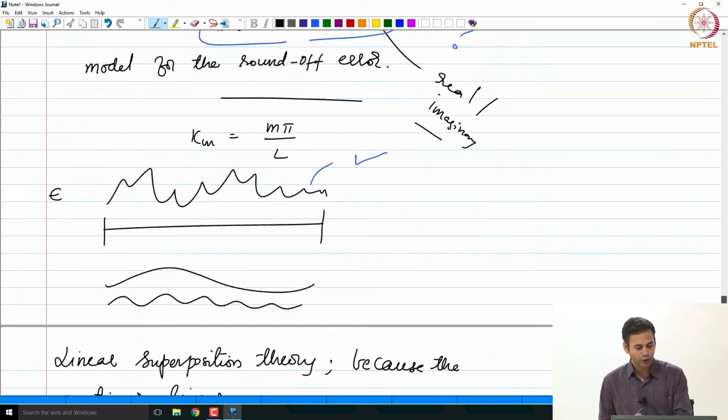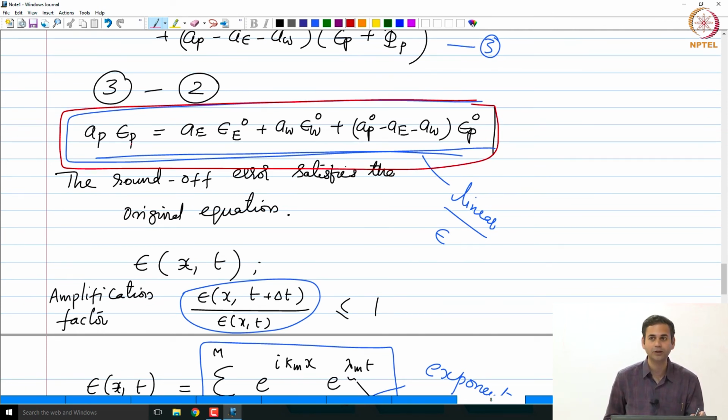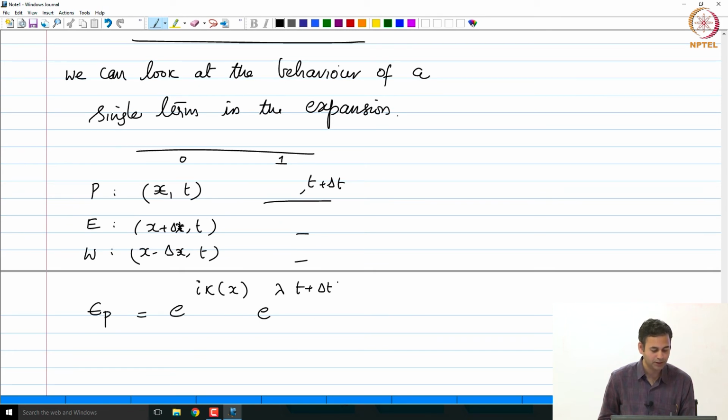Then if I go back and use the same equation, basically this equation, and substitute for the error in terms of the single mode that we have, what are the terms we have to now calculate? Epsilon p, epsilon east, epsilon west, and epsilon p all at 0. So, what will be epsilon p at time level 1? It will be e to the power i k x times e to the power lambda (t plus delta t). We are plugging in the p values for epsilon p.